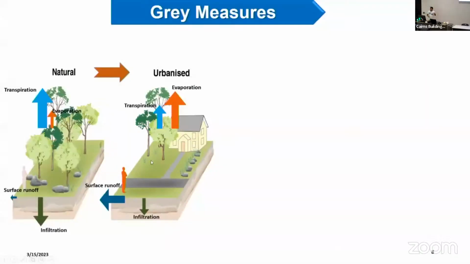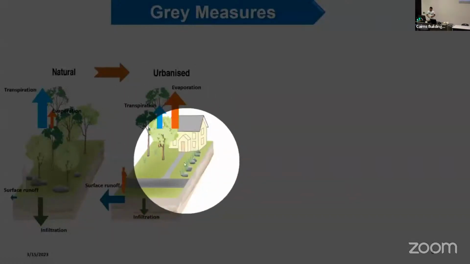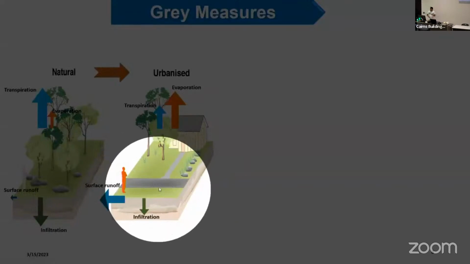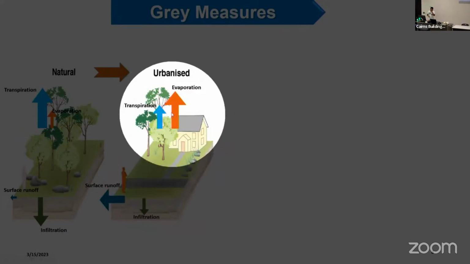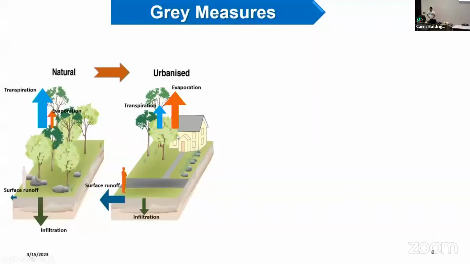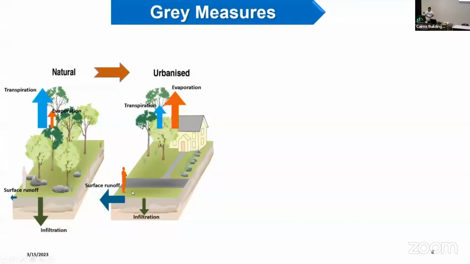But when we gradually urbanize and increase the impervious surface, we see a quite significant rise in surface runoff, a significant decrease in infiltration, and a rise in evaporation, but transpiration is slightly lower. So in that condition, what we are trying to do is control this surface runoff, the runoff generated from the urban area.